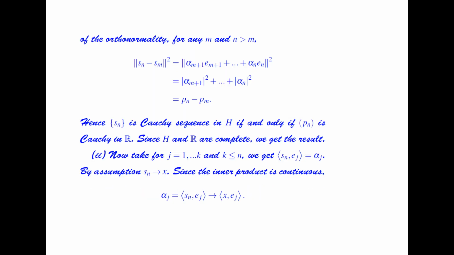because of the orthonormality, for any m and n where n is greater than m, the norm of S_n minus S_m squared is equal to the norm of alpha_{m+1} e_{m+1} and so on up to alpha_n e_n squared, which is equal to modulus of alpha_{m+1} squared and so on up to modulus of alpha_n squared, which is equal to P_n minus P_m. Hence, the sequence S_n is Cauchy in H if and only if P_n is Cauchy in R. Since we know that H and R are complete, we get the result. It is convergent.